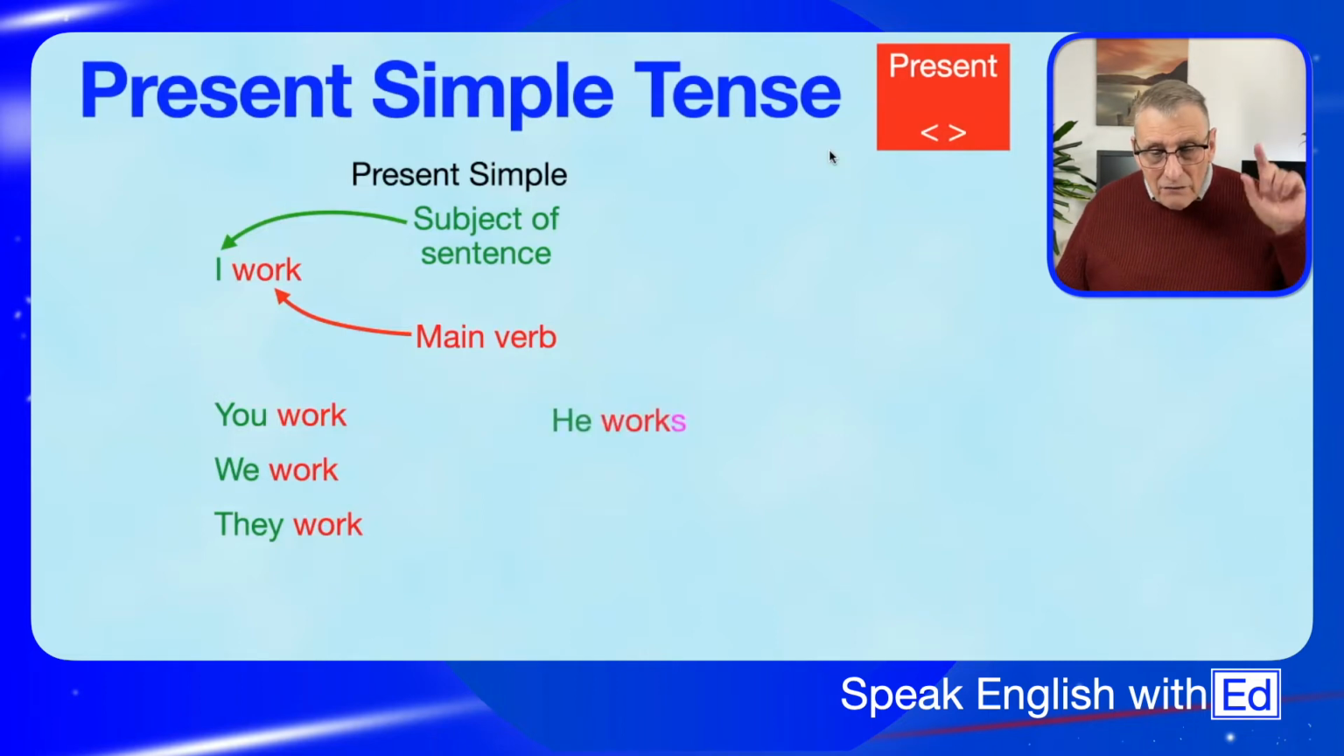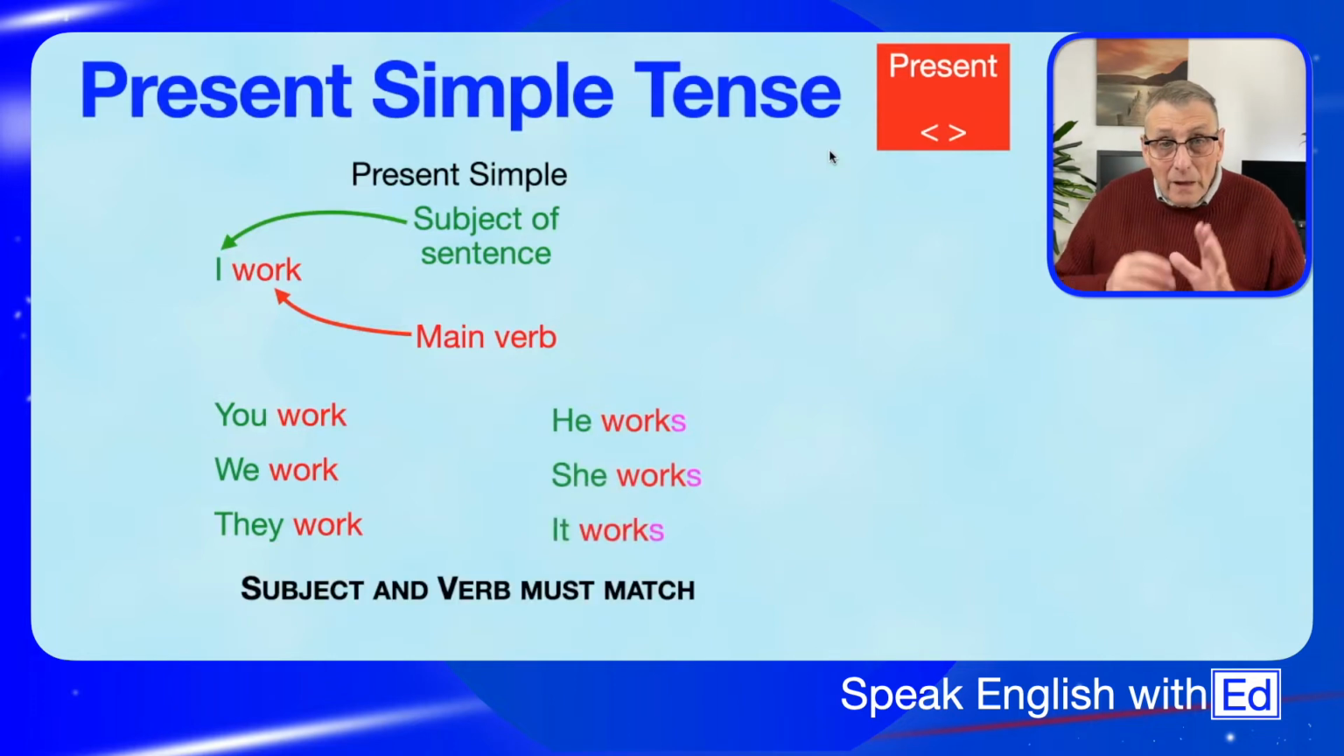So check out that video at the top of the screen. If we use he, she or it, then we need to change the form of the verb. We need to add an S. Some verbs need ES, but this one, we need to add an S. He works, she works, it works. The subject and the verb must match. It's important that the subject and the verb match for this present simple tense.